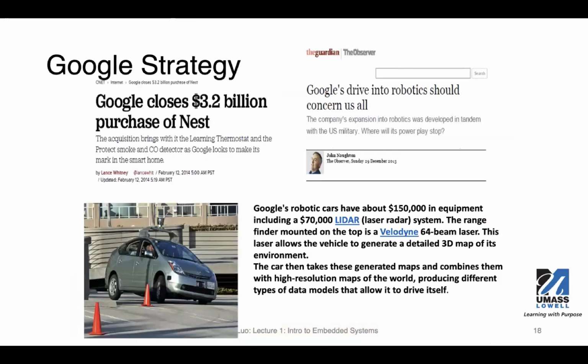The next 2 slides are about several companies and how they invest in CPS design and systems. Google acquired a company called Nest about 6 years ago. At that time, Nest was a company with just one product. That's the learning thermostat.